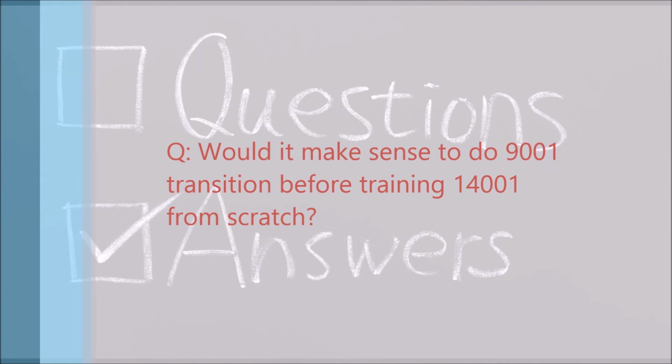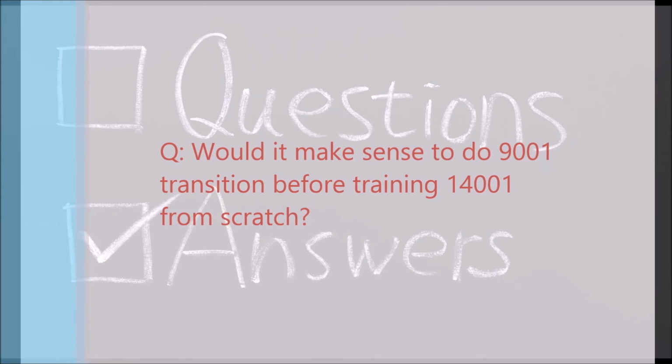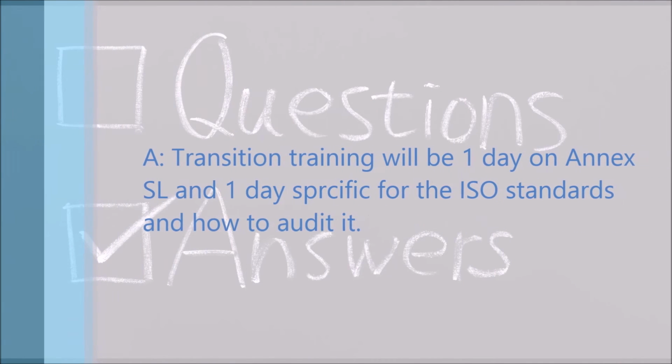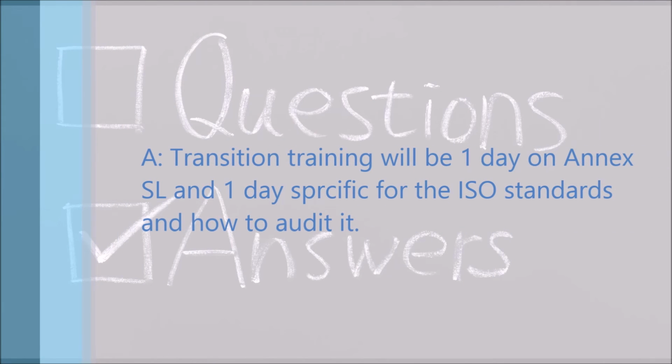Would it make sense to do the ISO 9001 transition before training 14001 from scratch? Oh, I don't know how to answer that one. That's another question from Shane. I would say everything's based on Annex SL. The training that we're going to be offering means that you will have a day on Annex SL and then a day on the specific training that you've gone on. So if you wanted to go on 9001, you would come on a 2-day training course. We'll teach the first day what is Annex SL, and the second day what are the differences with 9001.